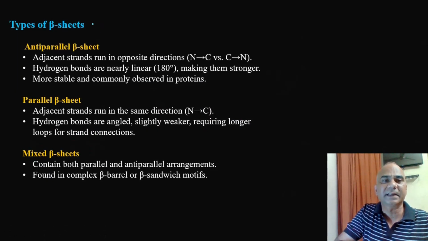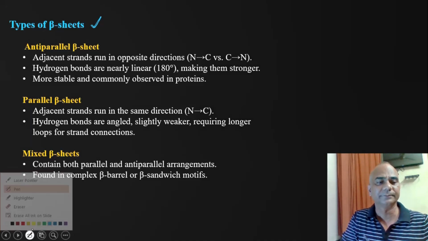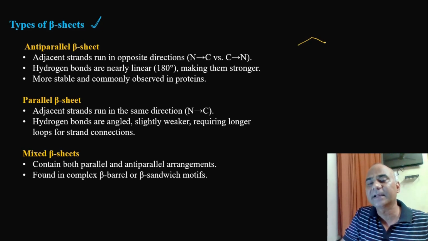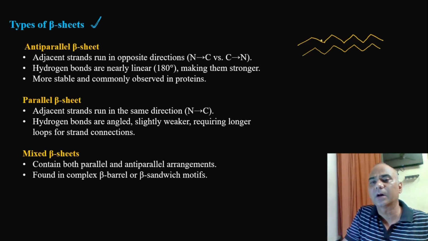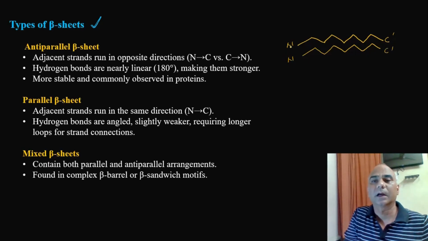The types of the beta sheet. Actually, what is the meaning of the types of the beta sheets? This means the arrangement of the polypeptide chains in different beta sheets. Here I am making another diagram. In the parallel beta sheet, what is the meaning of the parallel beta sheet? When two polypeptide chains are arranged in such a manner that the N terminus of each polypeptide chain comes near to each other and the C terminus near to each other, such kind of arrangement is called the parallel arrangement.